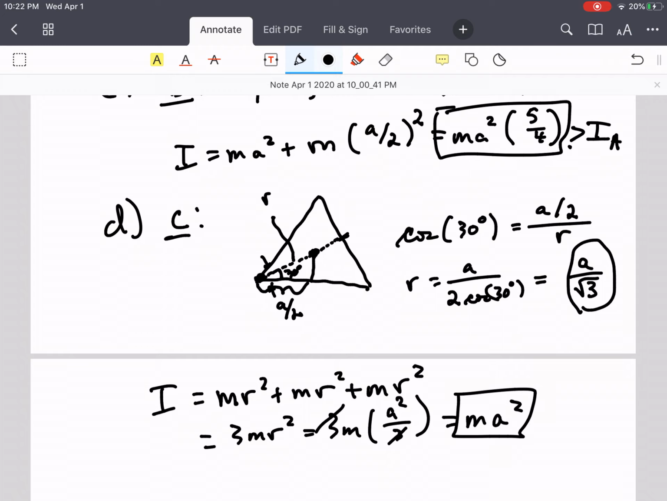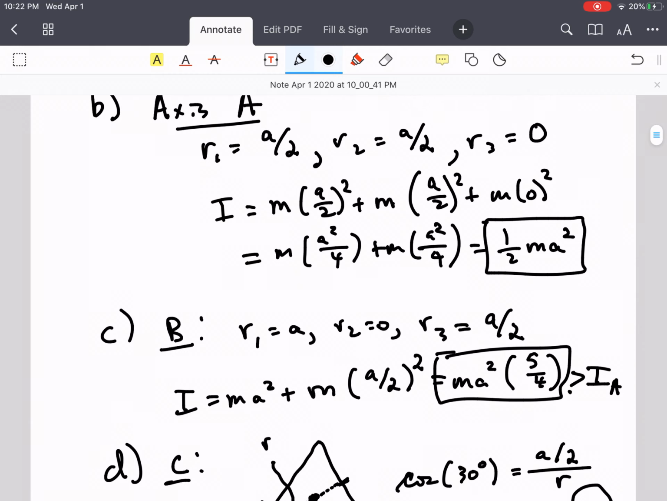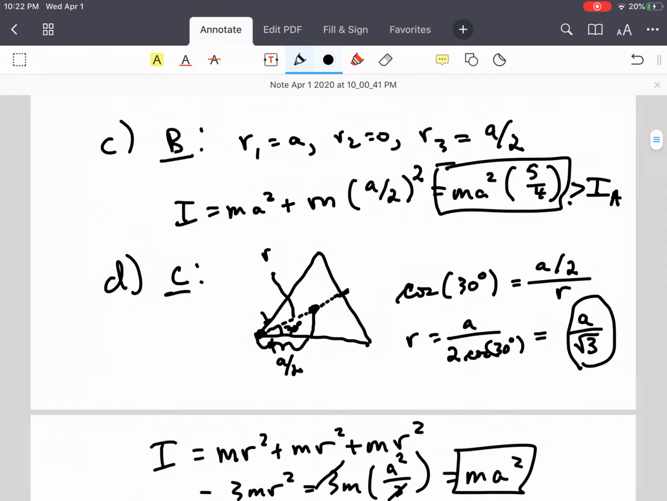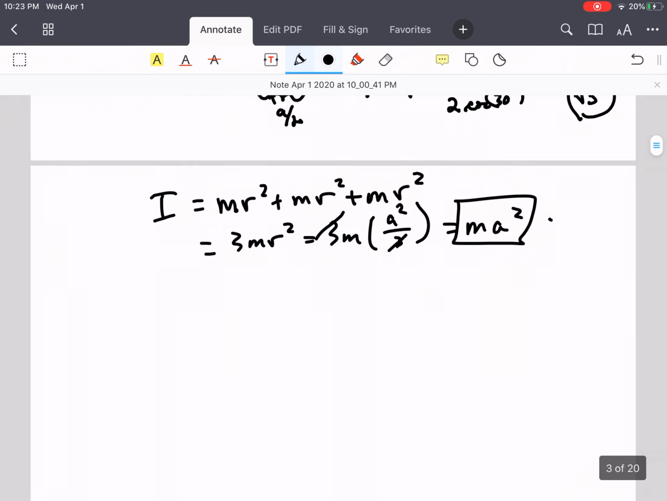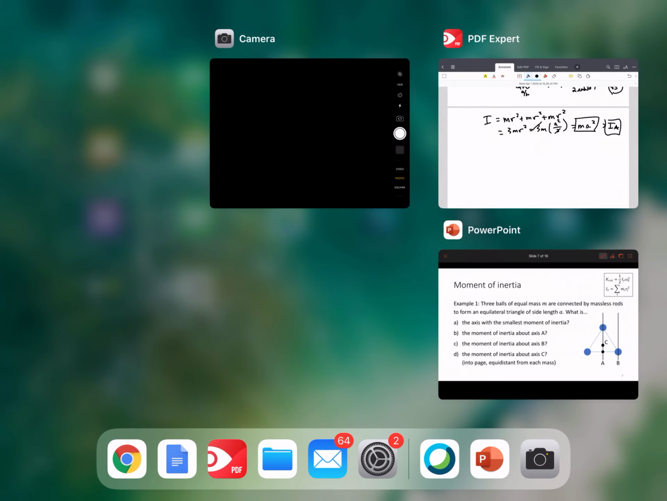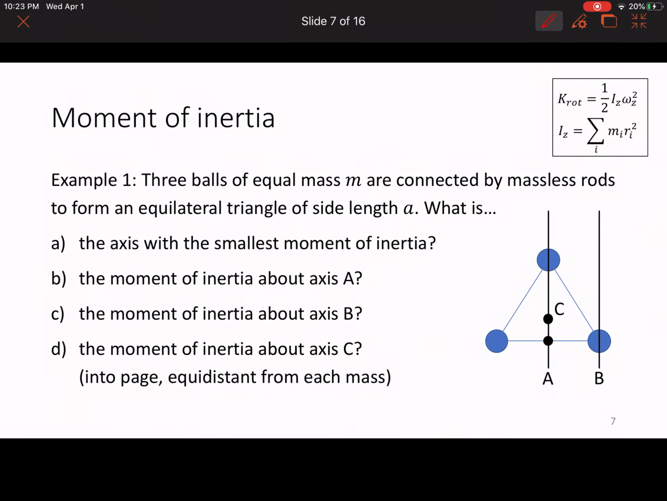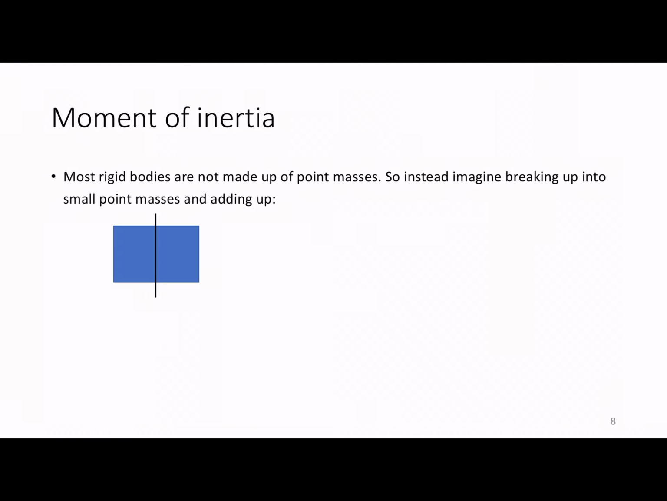So despite all that annoyance, it ends up being a really nice answer. But again, ma squared is larger than 1/2 ma squared. So within the context of what we've seen here, IA is still the smallest of the moments of inertia. Okie dokie. So that's moment of inertia.